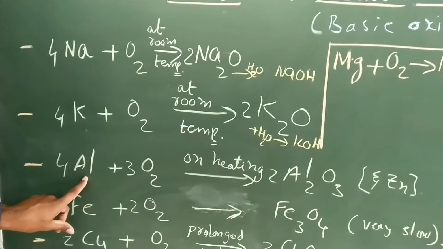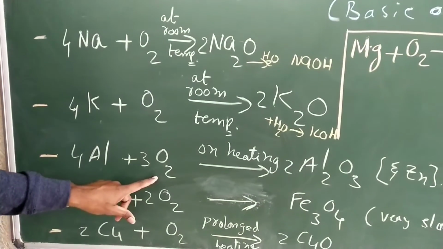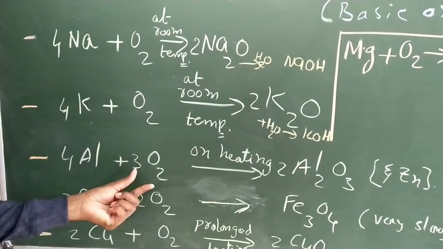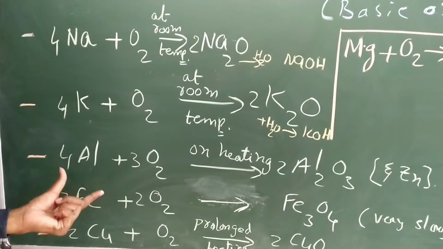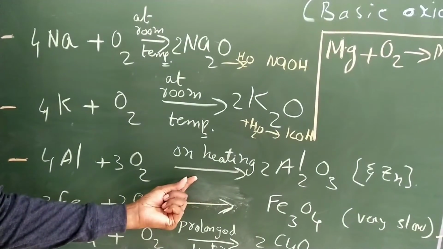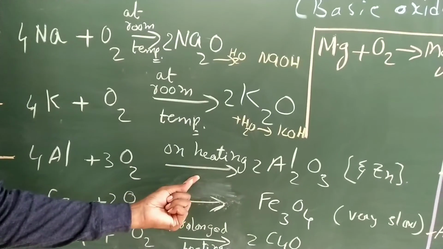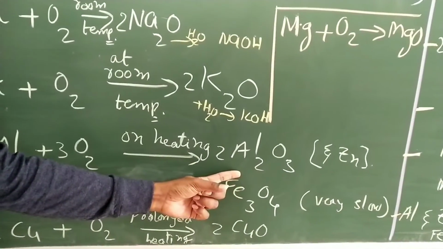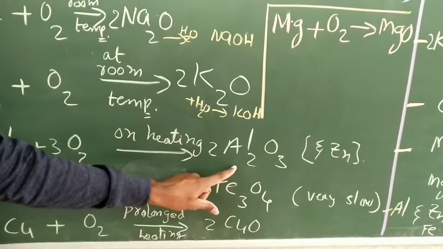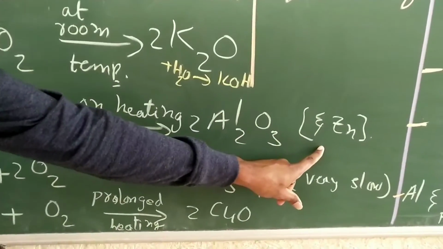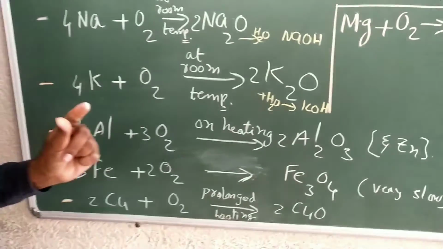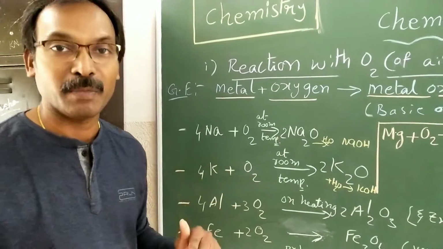Next metal, aluminium. This aluminium reacts with oxygen, but under normal conditions, if you just keep aluminium in the atmosphere, it won't react with the oxygen. But it reacts on heating. Aluminium reacts with oxygen on heating and produces aluminium oxide. The same case is with zinc. Here this aluminium oxide as well as this zinc oxide, these two oxides of the metals show properties similar to acids as well as bases.